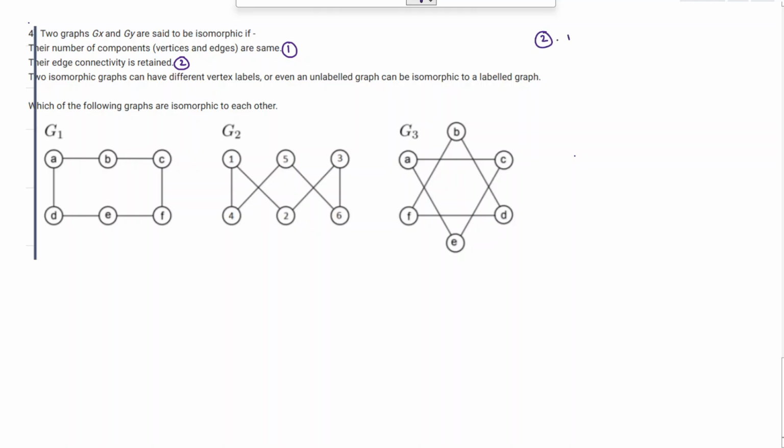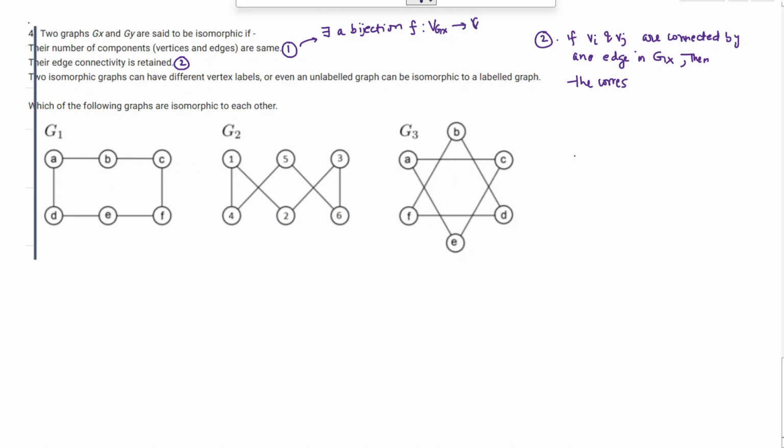The second condition means that if Vi and Vj are connected by an edge in the graph Gx, then the corresponding... Before concluding the second condition, let me rewrite the first condition as this: if the number of components are the same, we can also say that there exists a bijection f from the vertex set of Gx to the vertex set of Gy, where each Vi is mapped to Wi, right. So there is a bijection, right.